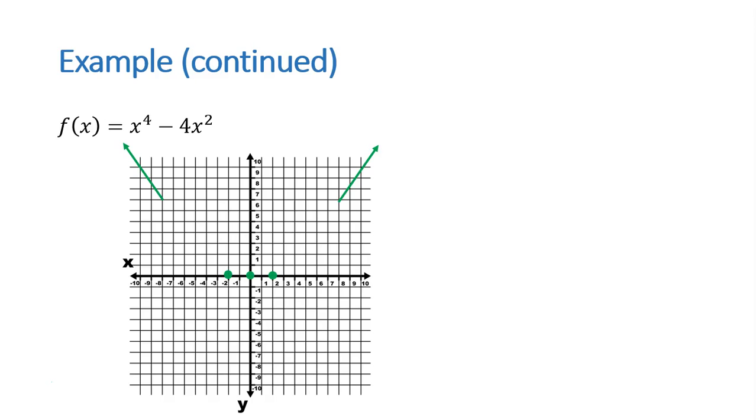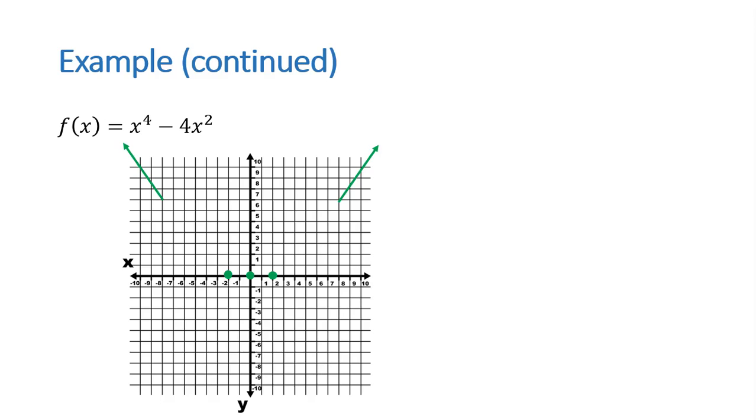And we decided we're going to cross the x-axis at negative 2 and positive 2, and we're going to touch the x-axis and bounce back at x equals 0. So if I'm starting from the left-hand side and just following through each of the components in order to get to the right-hand side of the graph, I'm starting from the upper left-hand corner. I cross the x-axis at negative 2.